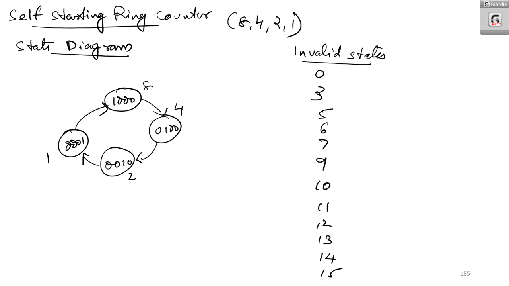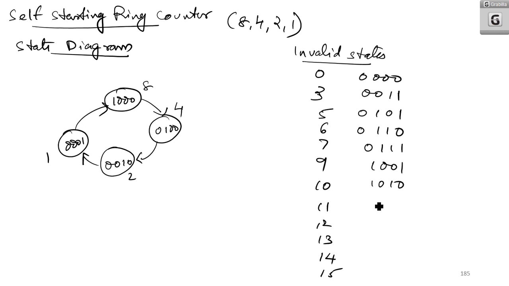These are invalid states. Let me write the 4-bit combinations of that. So what do you get? 0 is 0, 0, 0, 0. 3 is 0, 0, 1, 1. 5 is 0, 1, 0, 1. 6 is 0, 1, 1, 0. 7 is 0, 1, 1, 1. 9 is 1, 0, 0, 1. 10 is 1, 0, 1, 0. 11 is 1, 0, 1, 1. Then 12 is 1, 1, 0, 0. 13 is 1, 1, 0, 1. 14 is 1, 1, 1, 0, and 15 is 1, 1, 1, 1.